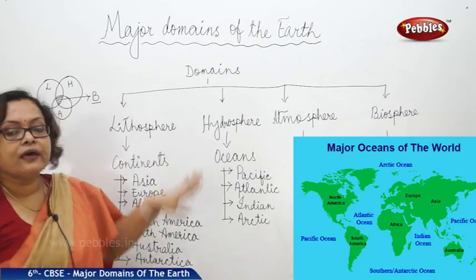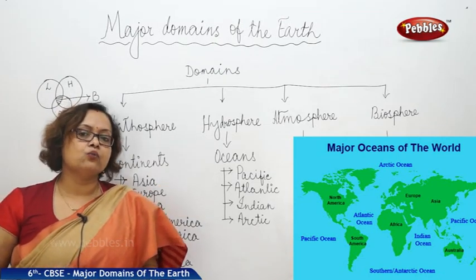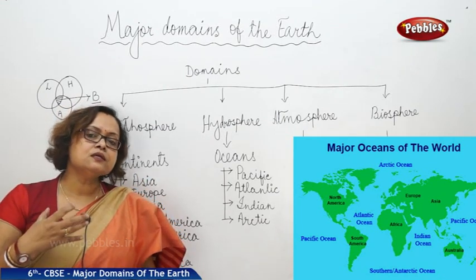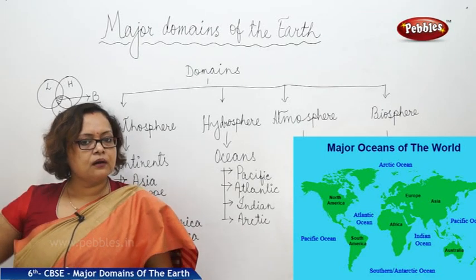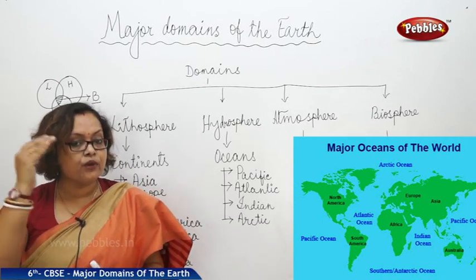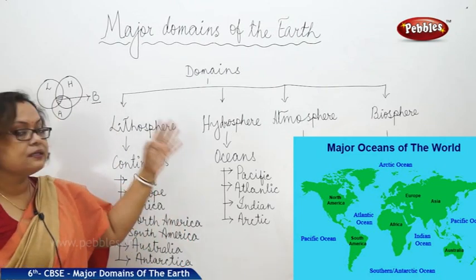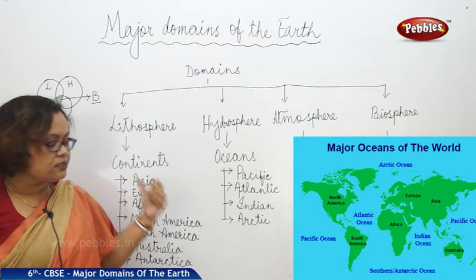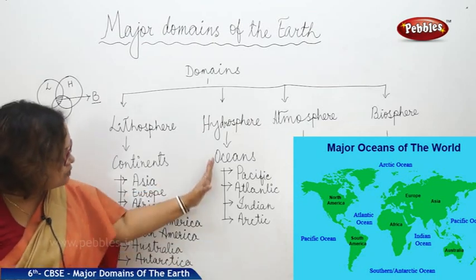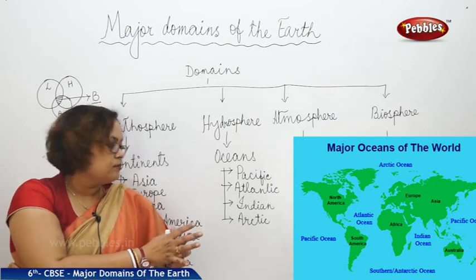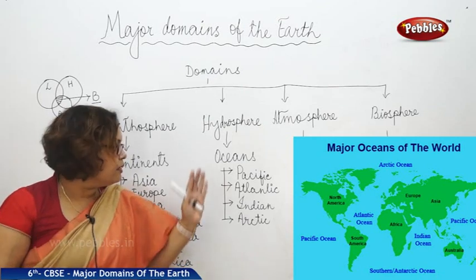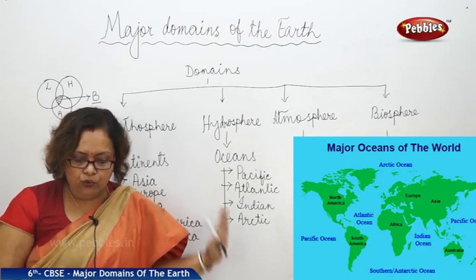As we all know, Earth is a blue planet. And why is it a blue planet? Because most part of the Earth consists of water. If you see Earth from the outside, the color of the Earth is blue, so it is called a blue planet. Though it is a blue planet, most of this water is only in the oceans. The major part of the hydrosphere is in the oceans only, and we have four major oceans.